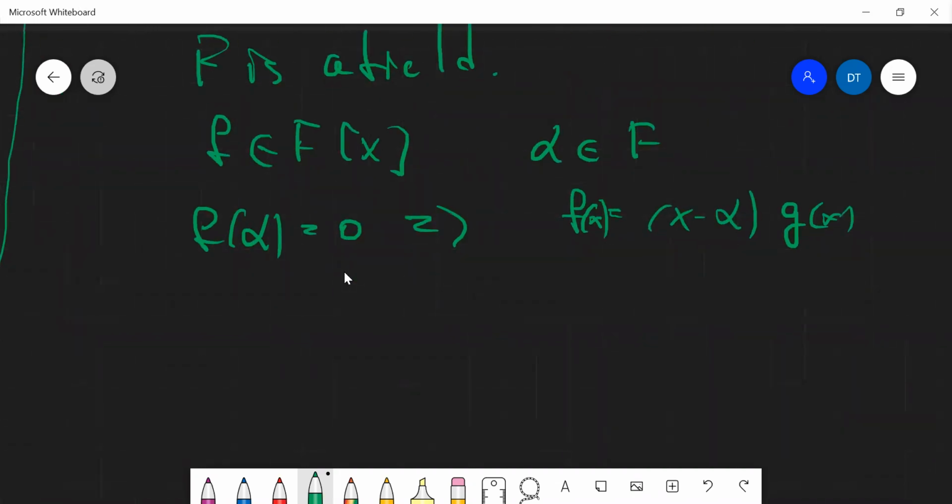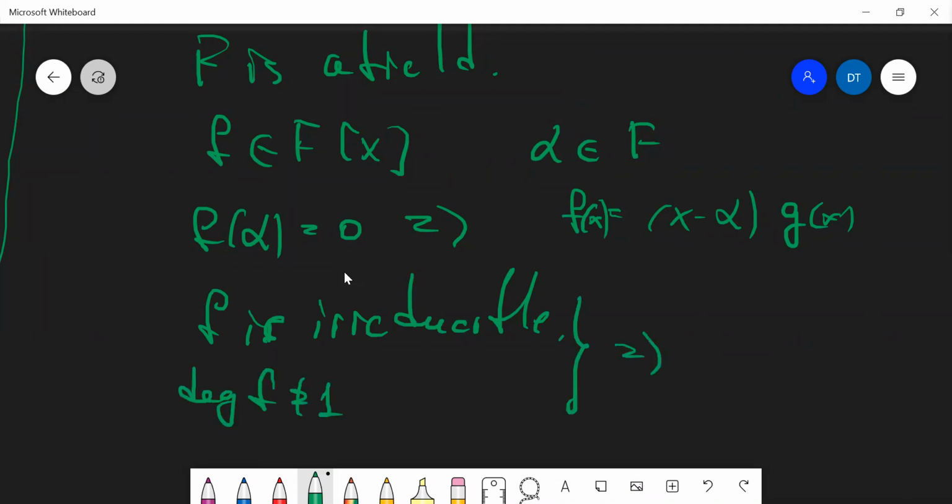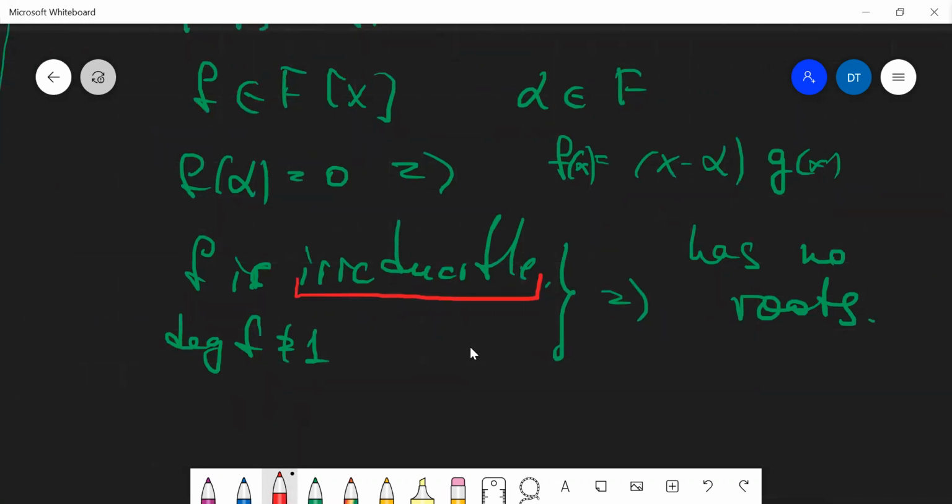So from that, it follows that if F is irreducible and the degree of F is not 1, then it has no roots. And just in case, do I need to repeat what it means that F is an irreducible polynomial? Just briefly. Irreducible means that, first of all, it's not invertible, so it's not constant. And second, it cannot be presented as a product of non-constant polynomials.